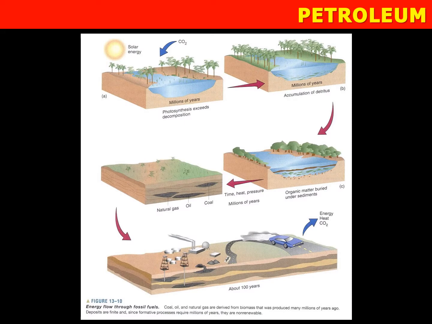Fossil fuel is extracted not only from the ocean bed, but also on land. Normally, this occurs in Arabian countries.